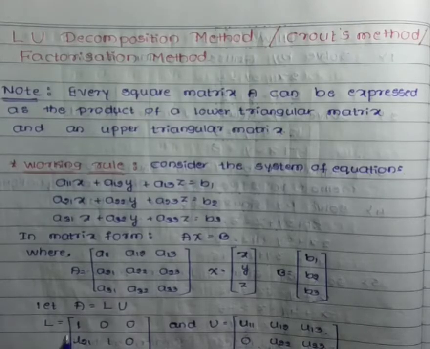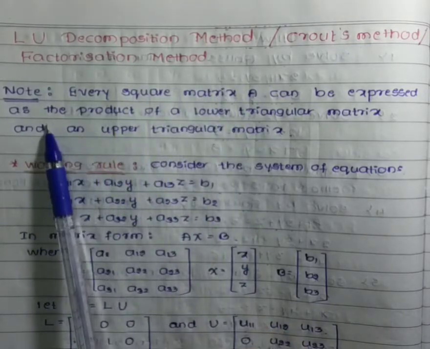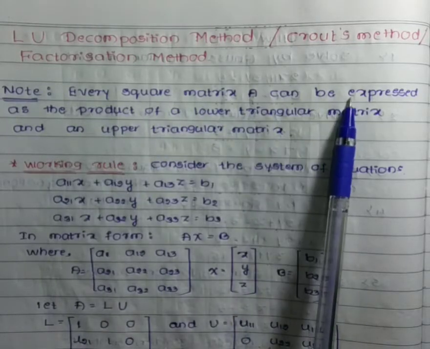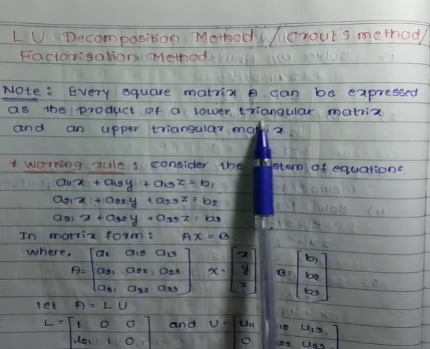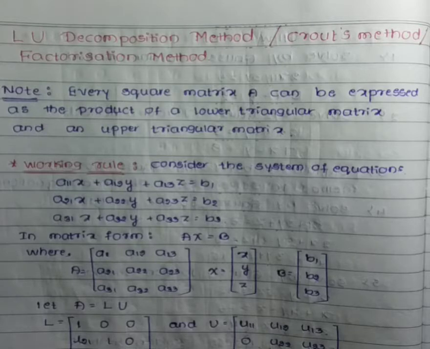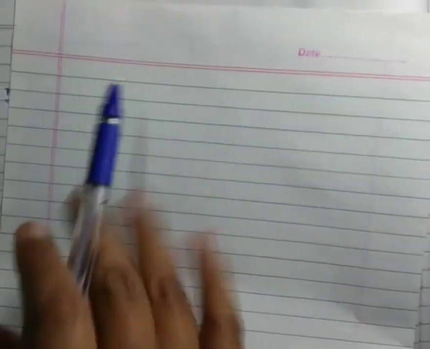Now let us understand about LU decomposition method. But before that, we have here one important note, that is every square matrix A can be expressed as the product of lower triangular matrix and an upper triangular matrix. So here any given square matrix. Now square matrix means number of rows equals to number of columns. So here any given square matrix A we can express as product of lower triangular matrix as well as upper triangular matrix.